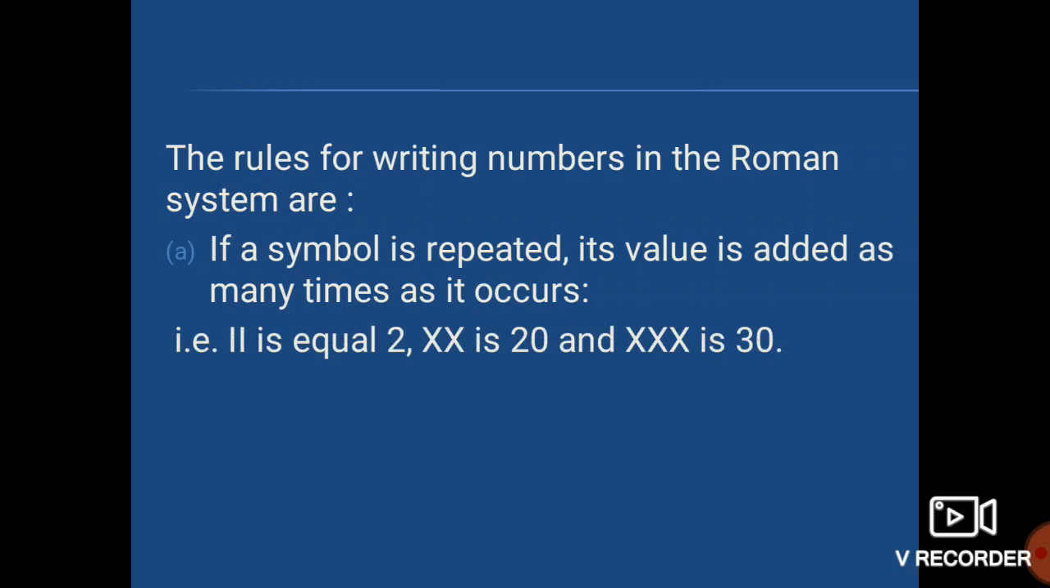That is, the I value is 1. We represent the Roman number 1 as I. So 1 plus 1 is equal to 2. Next, XX, where X is repeated 2 times here. One X value is 10, another X value is 10. So 10 plus 10 is 20. Similarly, XXX, that is 10 plus 10 plus 10, is 30. So this is rule number 1.